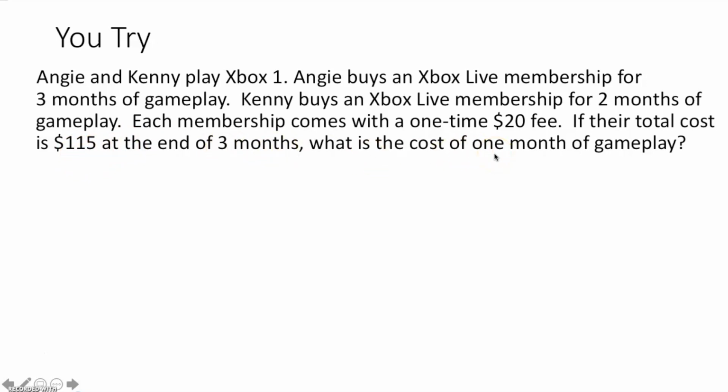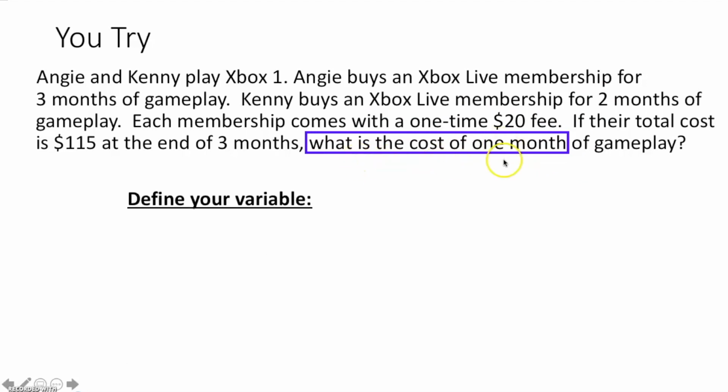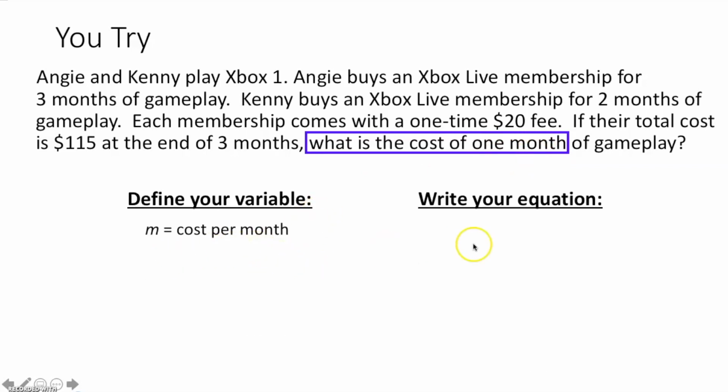Go through our steps for a word problem. Step 1, we're not scared. We're ready to go. Step 2, we need to figure out what this problem is asking us. What are we trying to find? It says, what is the cost of 1 month of gameplay? So step 3, we define our variable. We're going to say M is the cost per month. Sweet. Now we move to writing our equation. Is there a total here that we can use?